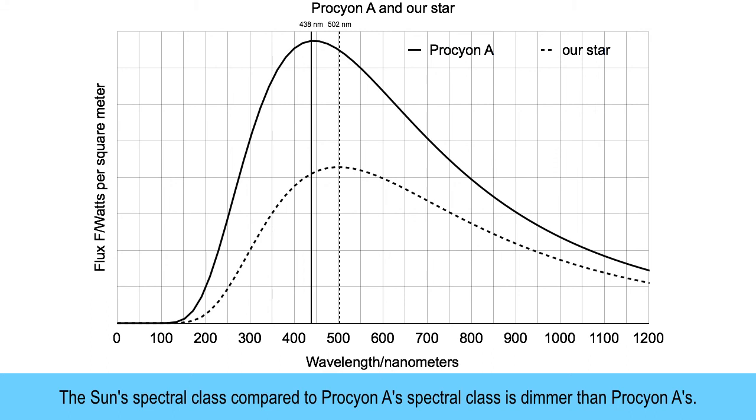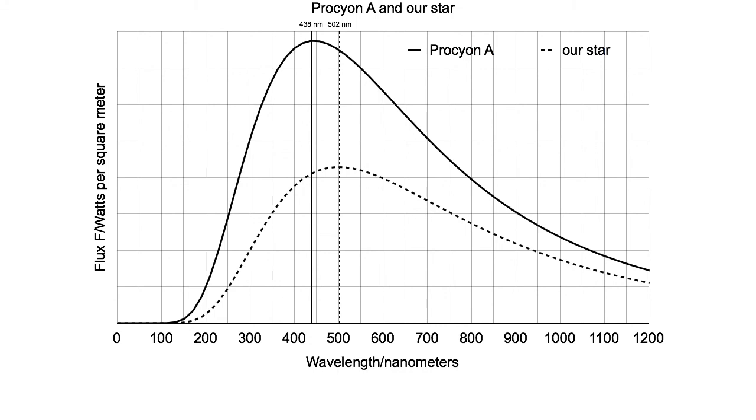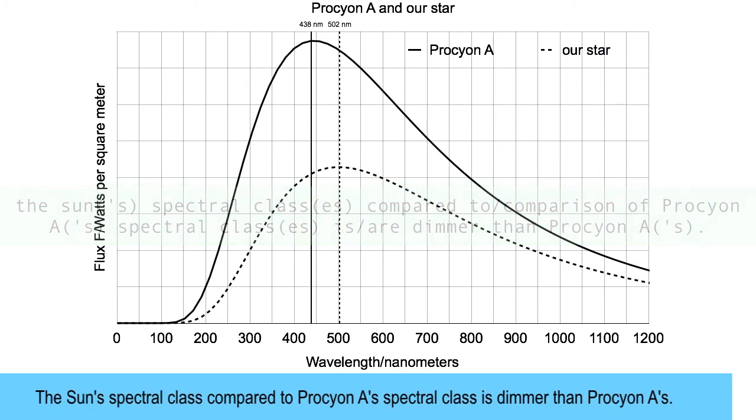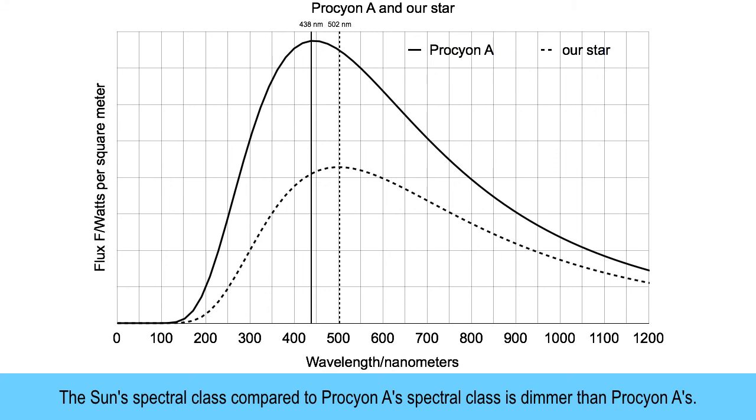For that question, the student answered that the sun's spectral class compared to Procyon A's spectral class is dimmer than Procyon A's. Now that's a little redundant. Your English teacher might put the chop on you for including those last two words, than Procyon A's. That's all right. I can read these sentences, for instance, I can read this. And that's just the computer putting it together. And I can look at this, and I can think this. And then I decide, okay, 0, 1, 2, 3, or 4. This one got a 4.